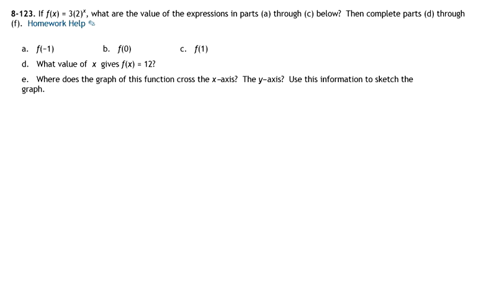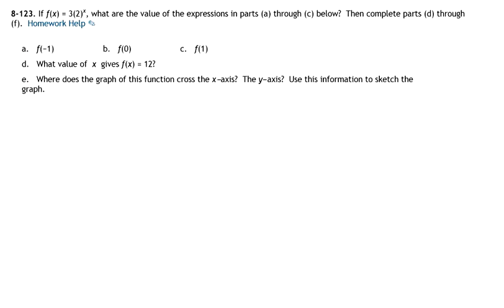So we have the function f of x equals 3 times 2 to the x, and it says what are the values of the expression in parts a through c. So you can see for each of these parts they want us to evaluate the function when x is negative 1, when x is 0, and when x is positive 1. We'll do that first.